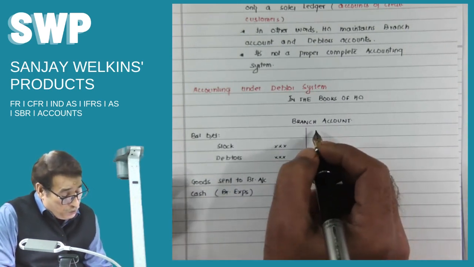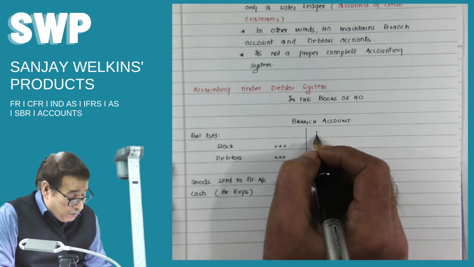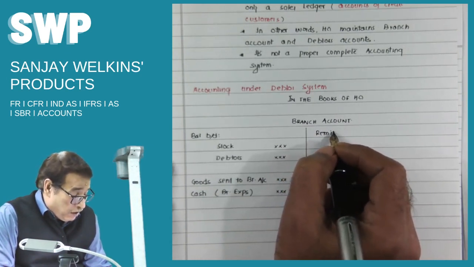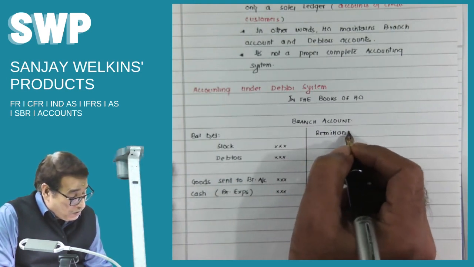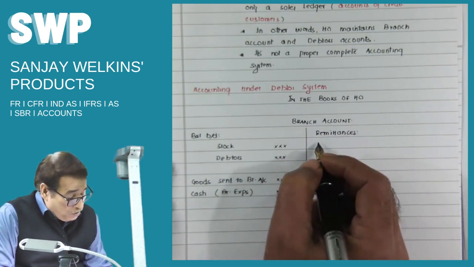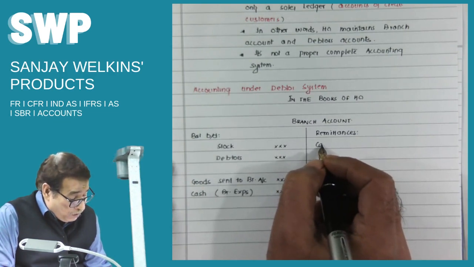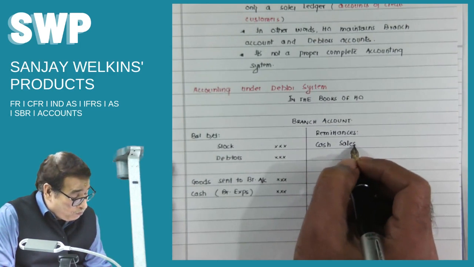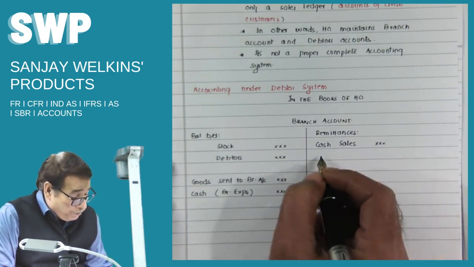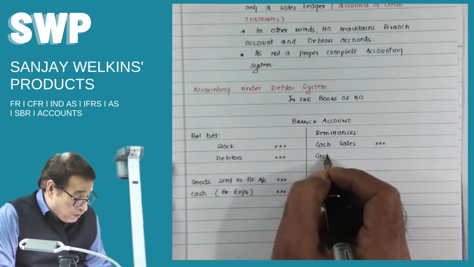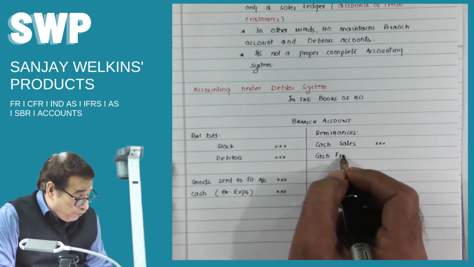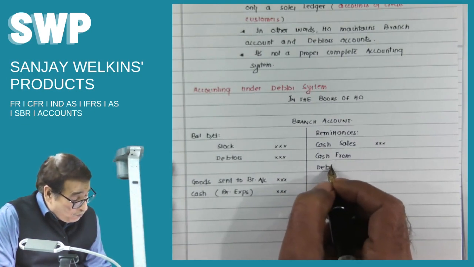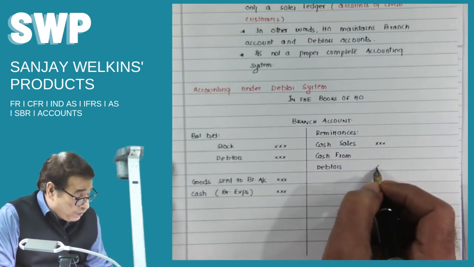And here on the opposite side, we shall write by remittances. Now remittances, what exactly we mean by it, I will let you know in a short while. Remittances shall have two important parts: cash sales and cash from debtors.